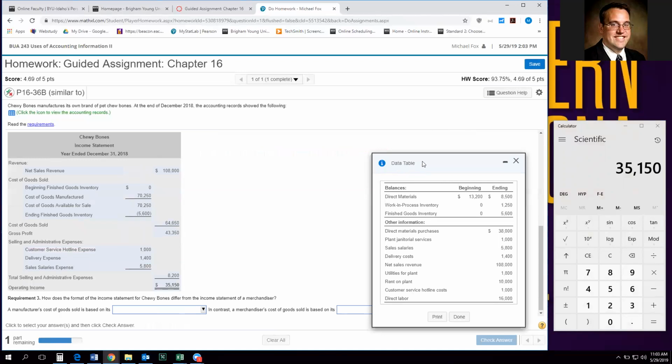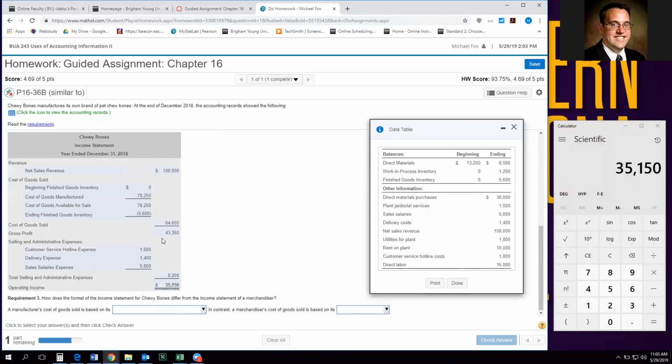All right, now let's see. How does the format of the income statement for Chewy Bones differ from the income statement for a merchandiser, which is what we learned about in financial accounting? A manufacturer's cost of goods sold is based on its cost of goods manufactured. In contrast, a merchandiser's cost of goods sold is based on its merchandise purchases, right? Because a manufacturer has to make it, so all those costs go into the cost of goods sold, whereas a merchandiser just purchases it from a supplier.